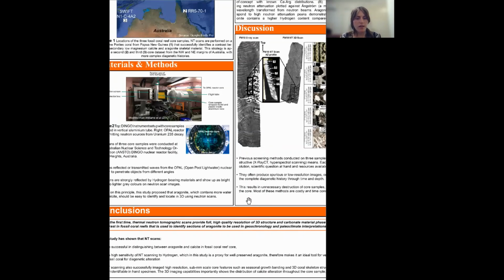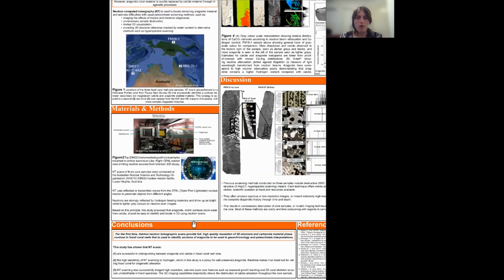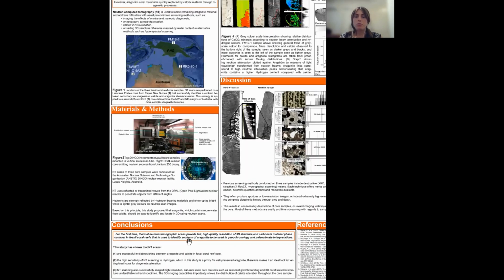So we conclude that for the first time, thermal neutron tomographic scans provide full, high-quality 3D resolution of structure and calcium carbonate mineral phase contrast in fossil coral reefs that is used to identify sections of aragonite for use in geochronology and paleoclimate interpretations.